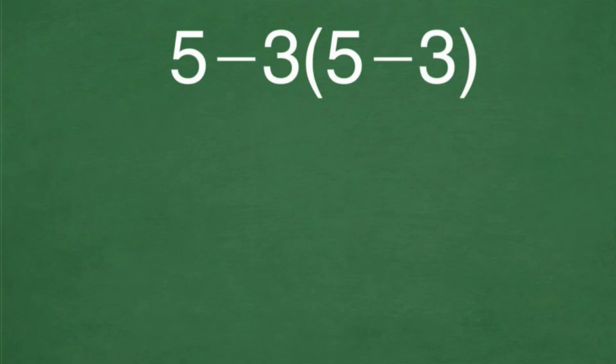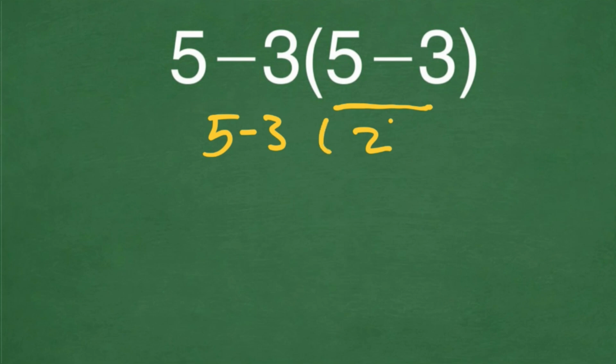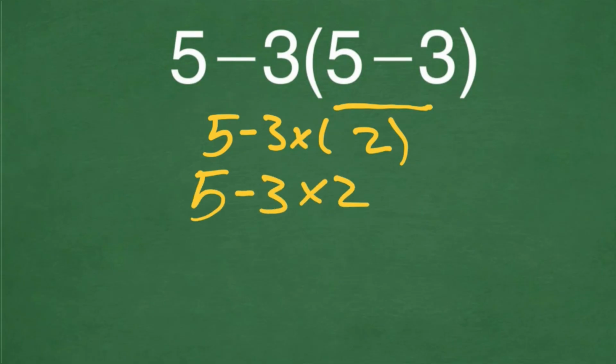So what is the correct answer to this question? Well, according to the order of operations, first we have to solve the parentheses, so we do the math inside the parentheses first. 5 minus 3 is equal to 2. And the problem becomes 5 minus 3, parentheses 2, right? So if a number is placed beside a parentheses, that means multiplication. So the problem becomes 5 minus 3 times 2.